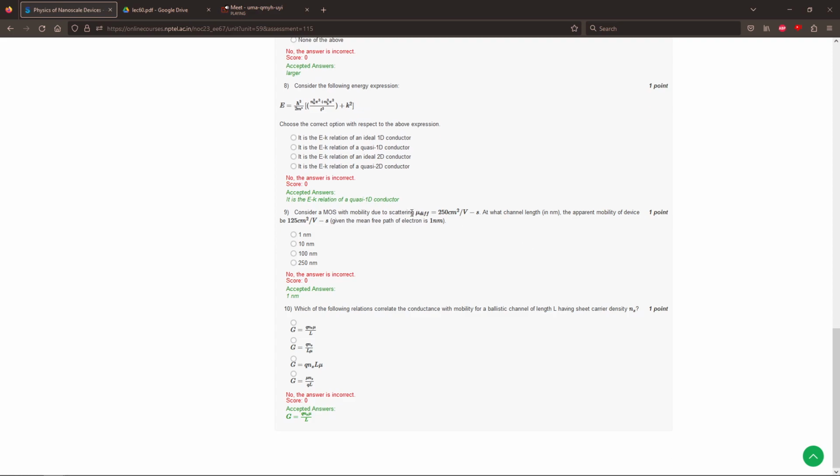Again, this notion of diffusive mobility and the change of the apparent mobility. Do you know how this changes with respect to channel length?